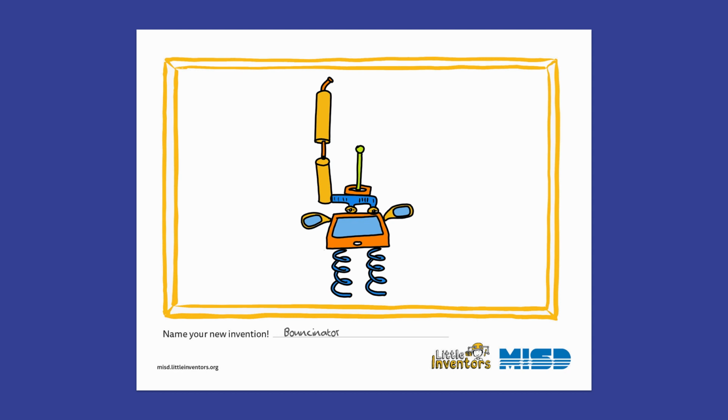Here's an example. They can also add their own extra parts by drawing them onto another piece of paper or duplicating the parts on the sheet. You could also photocopy or print extra part sheets if you like. The invention doesn't need to be functional or practical. It could just be a funky sculpture or something silly. Remind them to give it a name, like the Bouncinator.